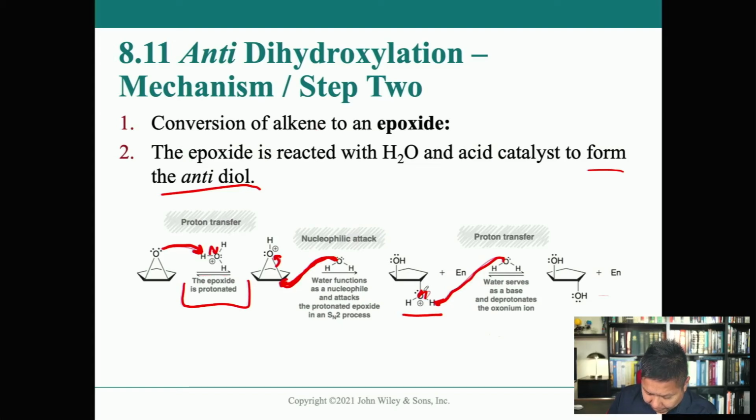And that gives us our anti-addition of the alcohols on both sides of the cyclopentene. And just remember, in both the epoxide reaction mechanism and the bromonium ion mechanism, when the nucleophile, the water, attacks, it's an SN2 style attack. And so that's why it's going to be on the backside, and it's going to have anti-addition.